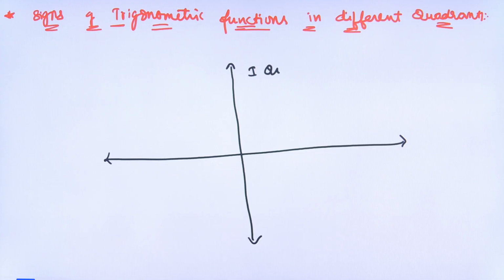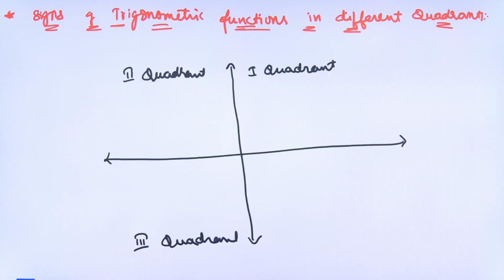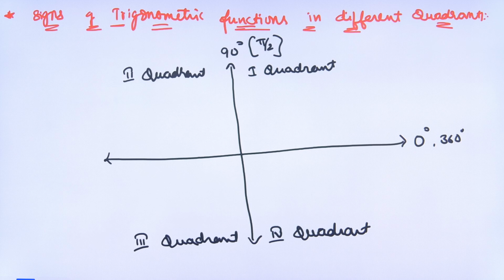This is first quadrant. This is second quadrant. This is third quadrant. This is fourth quadrant. Right, so we have overall four quadrants. Okay, students. So the first quadrant starts at 0 degree and 360 degree. Second quadrant starts at 90 degree. Right, 90 degree can be written as pi by 2 in terms of radians. 360 degree can be written as 2 pi.